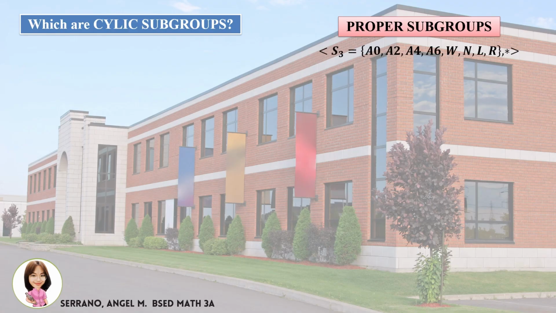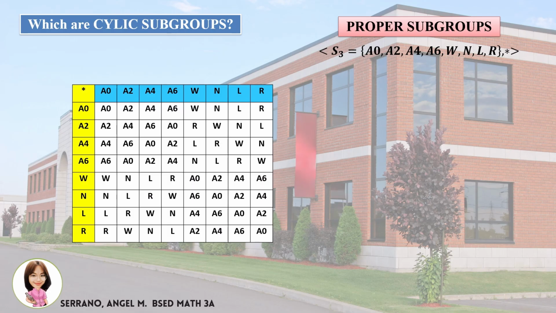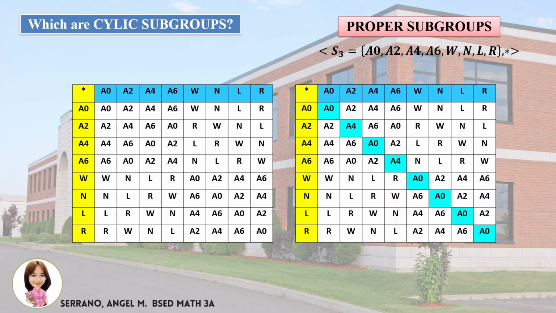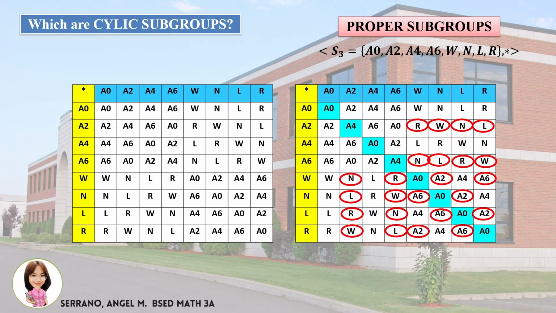Next, let's determine if the group of S sub 3, which contains the elements A0, A2, A4, A6, W, and LR under binary operation star is a cyclic subgroup. So first, let's classify if its table is abelian. As you can see here, there are elements encircled in red which do not mirror each other across the diagonal of the table, so we can conclude that it is not abelian.